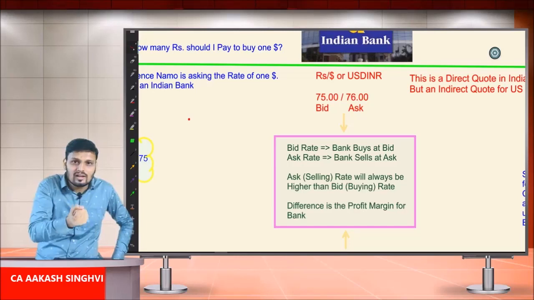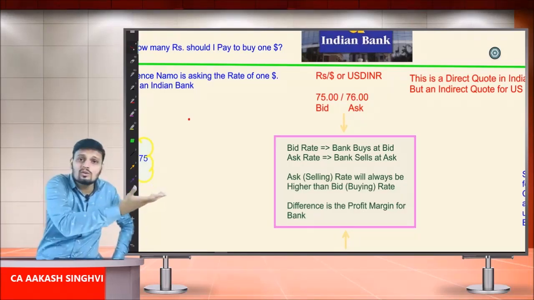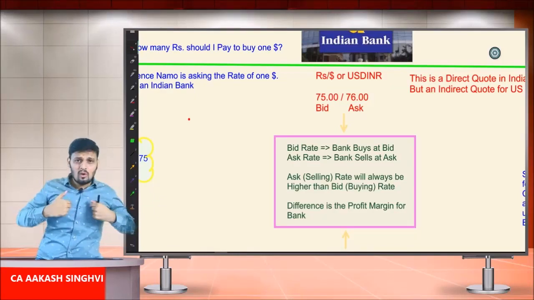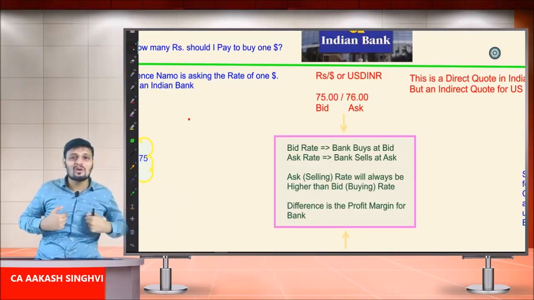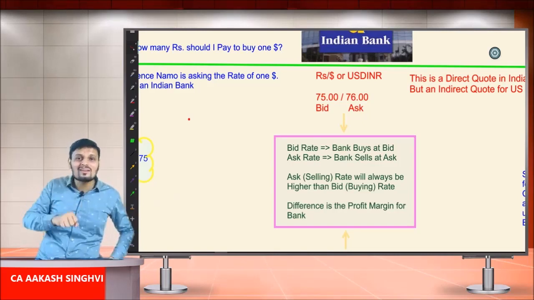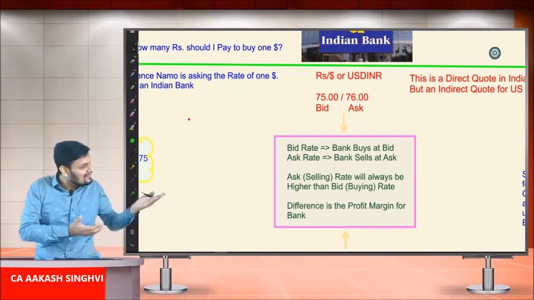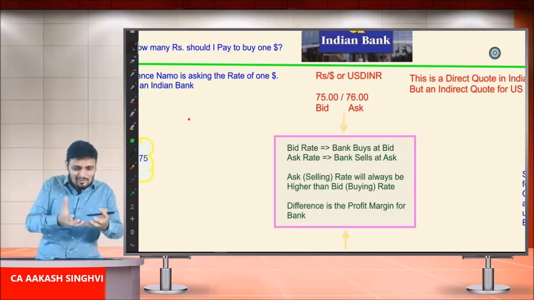Now in the dollar, so he is having this dollar with him. This dollar he will go and sell it to the bank. From the exporter point of view, he is selling dollar. From the bank point of view, they are buying dollars, right? Exporter selling dollar, from the bank point of view, it is buying dollar.